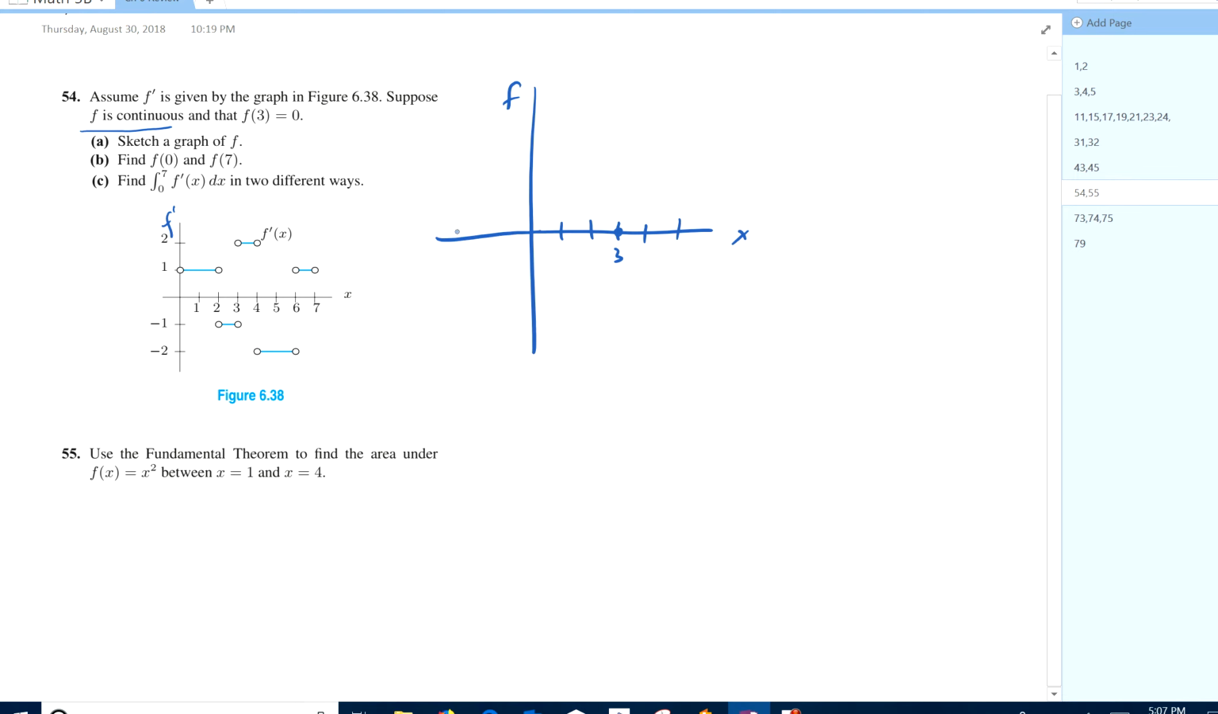Okay, so now I have to change it since I've got to get it to go through this point. This part here tells me that the slope, f prime, is 1 between 0 and 2. So between 0 and 2, let's just say it goes like this, the slope would be 1. And then from 2 to 3, the slope is negative 1.